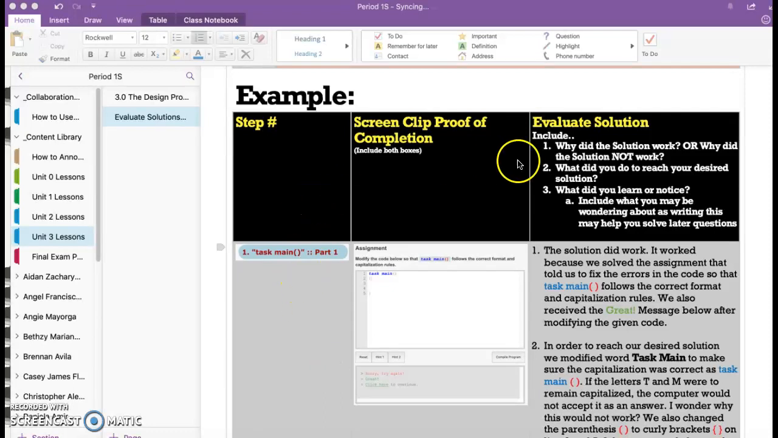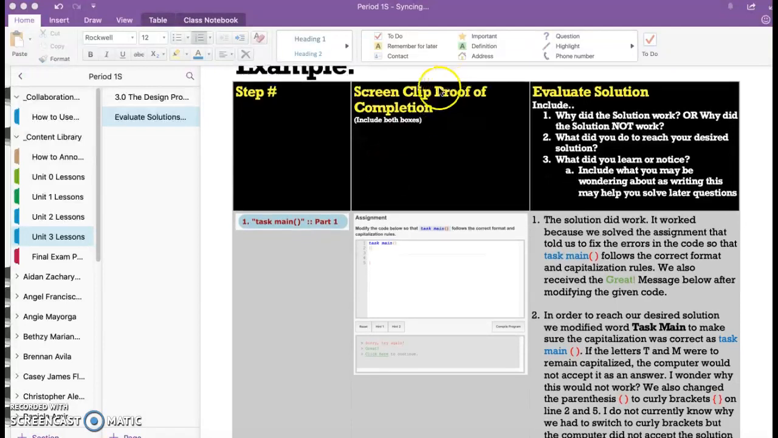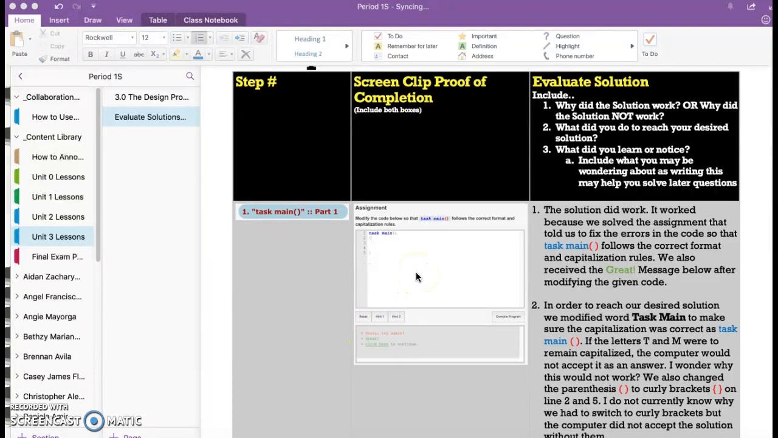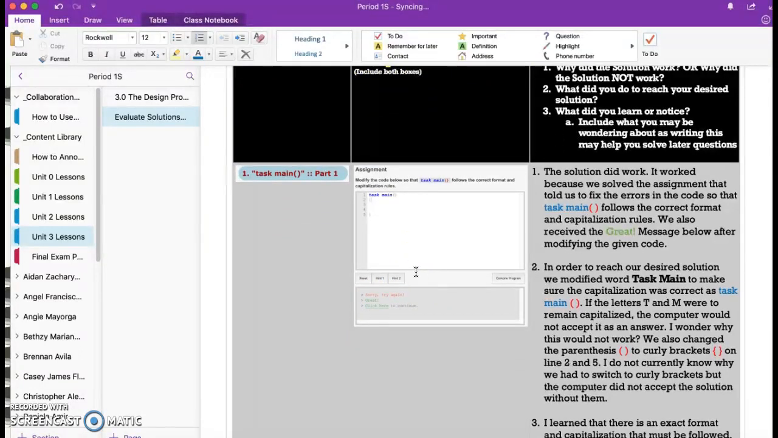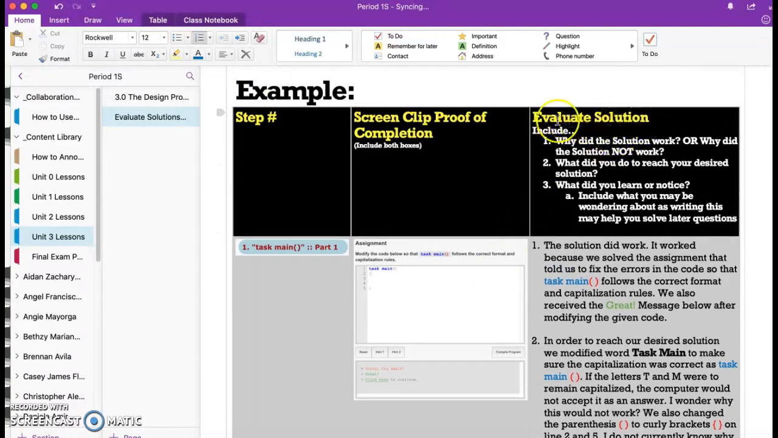So, quick video on how to properly write and evaluate a solution for the coding in Robot C. After you finish one of the challenges, you are going to screen clip the proof of completion into this box over here. In this proof of completion, you want to make sure that you have the corrected code and you also have proof that it said great down below. After you do that, you cannot move on to the next stage until you have written your evaluated solution.